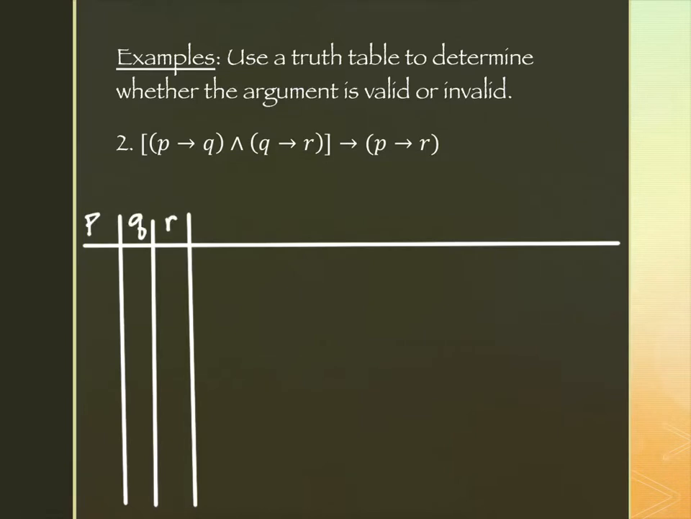Okay, do you remember what happens in column P when you have 3 statements? Excellent. 4 truths, and then 4 falses. Very good. Do you remember what happens in column Q? True, true, false, false. So they go kind of in pairs: true, true, false, false, true, true, false, false. And then R oscillates.